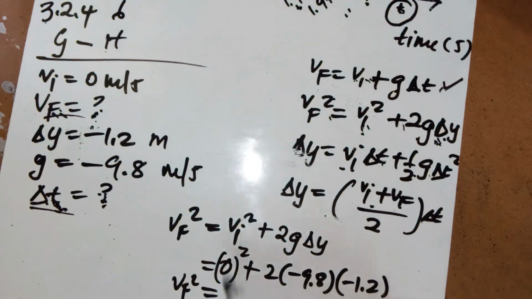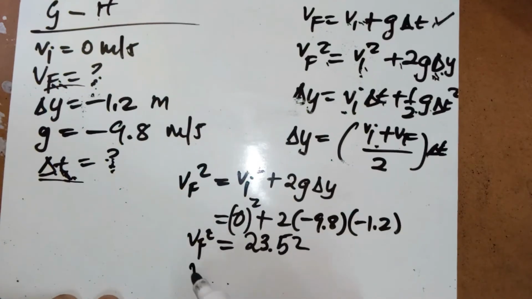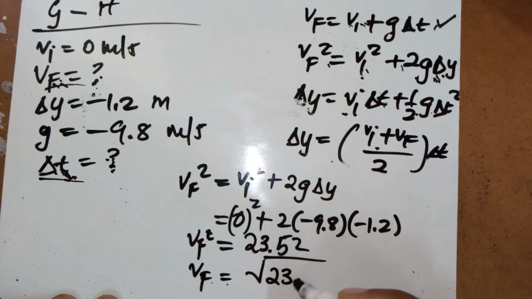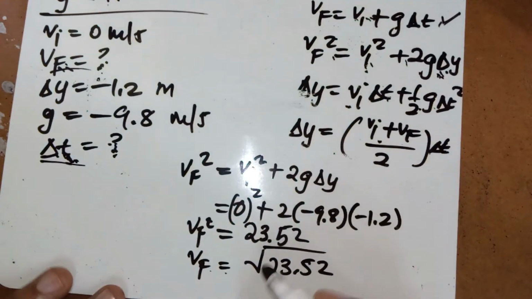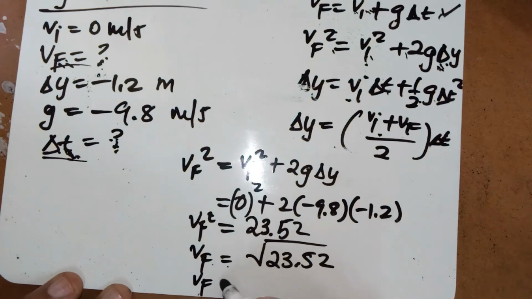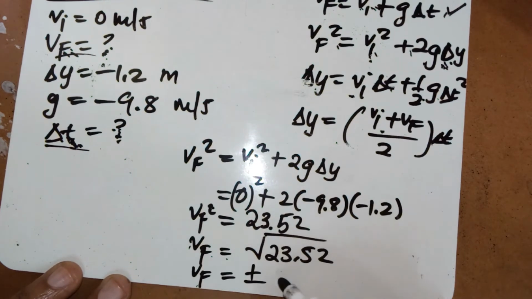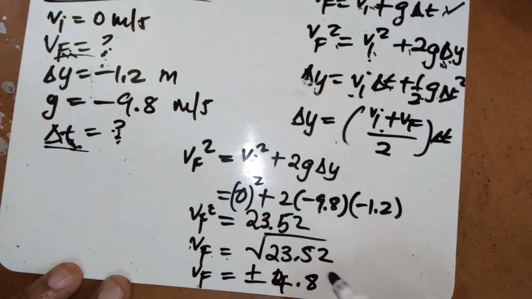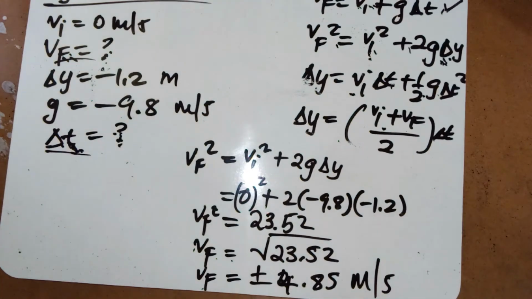If we put that on a calculator, it's going to give us 23.52. This is a squared, so to be left with VF, we have to introduce a square root on both sides. So we have 23.52. So let us see how much. And if we do that, we find that VF actually equals plus or minus, because it's a square root, we have to say plus or minus 23. No, I'm lying, 4.85 meters per second. It's moving down.